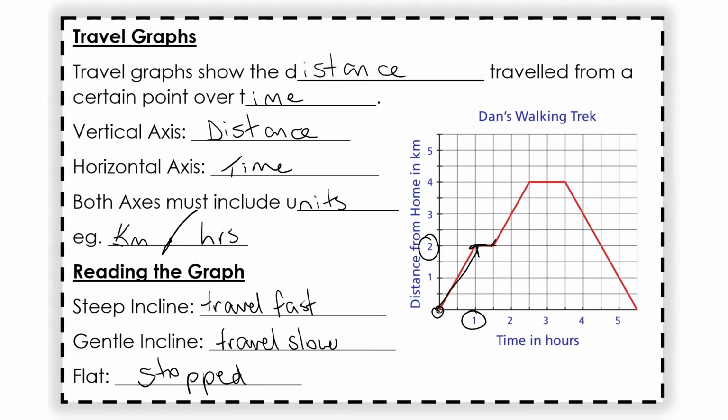We then continue traveling at the same rate as before, the same speed, for another hour. And we are now 4 kilometers away from home. We then stop for an hour and travel back home at the same speed, and it takes us 2 hours to get home. We know that they're traveling at the same speed because the lines have the same slope. So our first 2 diagonal lines are parallel. If this line continued up and this line continued down, we would see that those 2 lines are parallel.